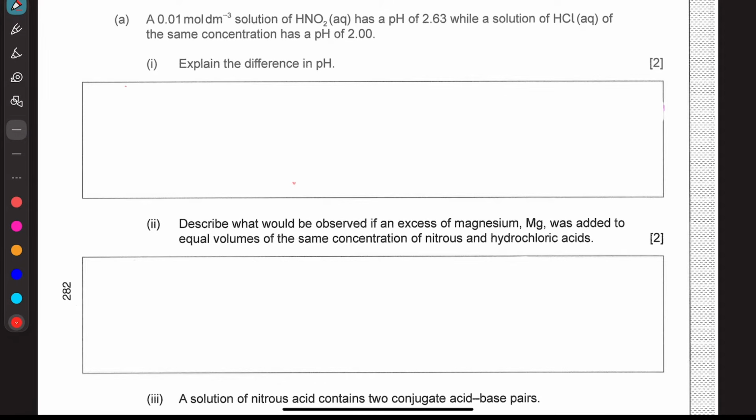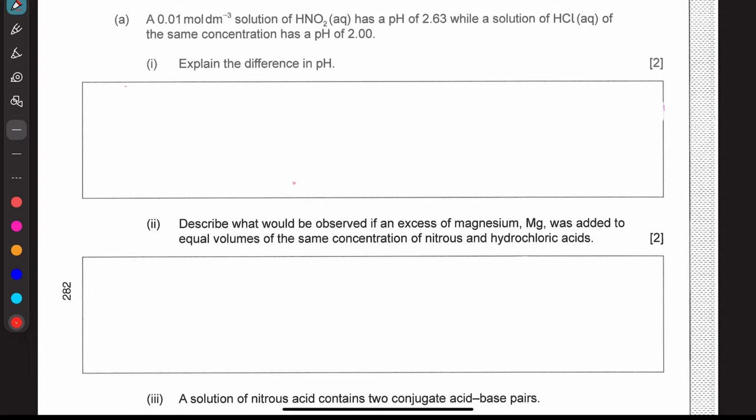Nitrous acid, HNO2, and HCl are both inorganic acids, of course. A 0.01 mole per dm cubed solution of HNO2 has a pH of 2.63, while HCl at the same concentration has a pH of 2. You have to explain the difference in pH. So HCl is a strong acid, HNO2 is a weak acid, right? HCl dissociates completely. All of the HCl molecules will dissociate to form H plus and Cl minus. So it will have a higher H plus ion concentration. As a result, it will have a lower pH.